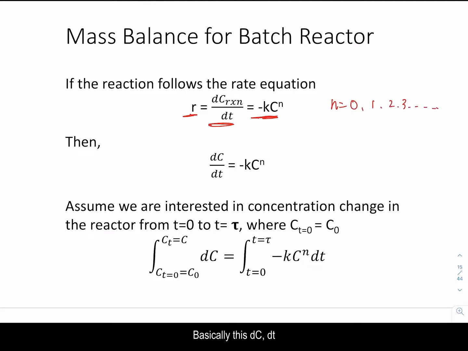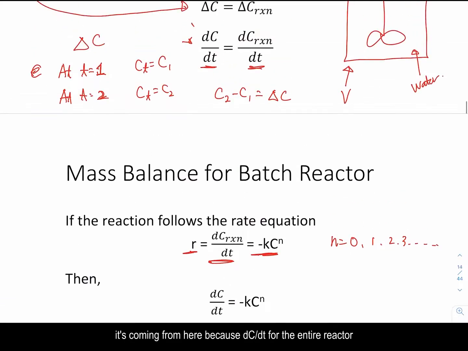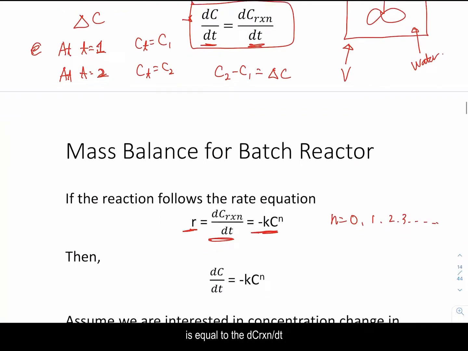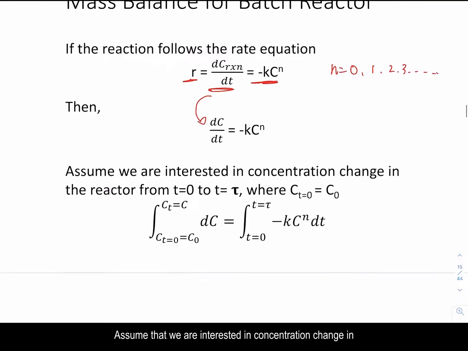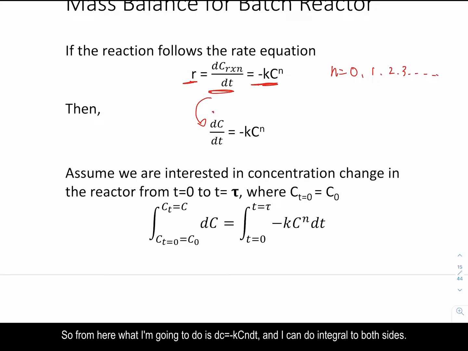And then basically this dC dt, it's coming from here, right? Because dC over dt for the entire reactor is equal to the dC of the reaction over dt, right? I can just substitute this to dC over dt here. And assume that we are interested in a concentration change in a reactor from time equals 0 to time equals a certain residence time, and where C at t equals 0 is C naught. So then that's sort of the integration that we put in here. Okay, so from here, what I'm going to do is dC equal to minus kC^n dt. Okay, and I can do integral in both sides.